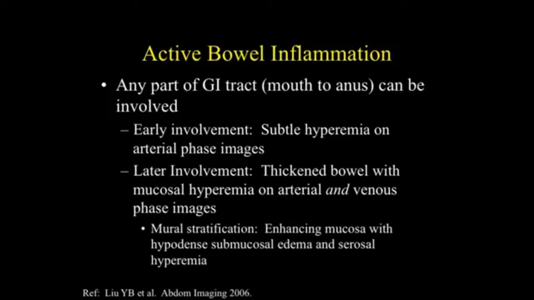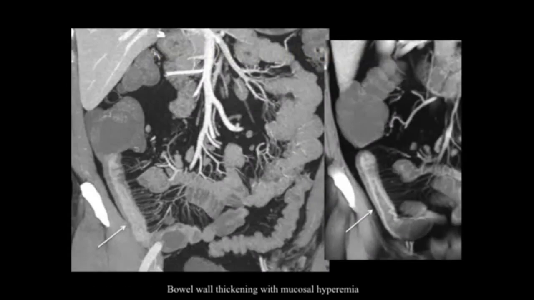Now, classically, Crohn's disease is most likely to involve the distal small bowel. Notice in this example, there is dramatic thickening of maybe about a 15 centimeter segment of distal small bowel going to the terminal ileum with dramatic mucosal hyperemia and significant engorgement of the vasa recta. That's a classic distribution of Crohn's.